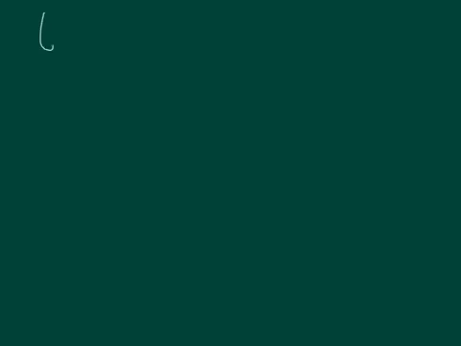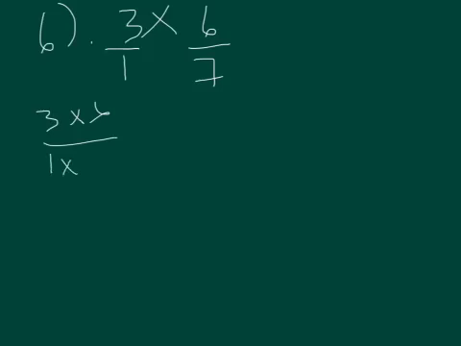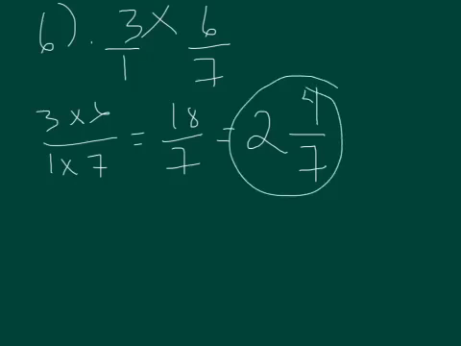Then number 6, we have 3 times 6 over 7. Not hard. I'm going to just write a 1 in the bottom here because it's a whole number, and multiply across. So it's going to be 3 times 6 over 1 times 7, which is going to be 18 over 7. 7 goes in 18 twice, and 18 minus 14 is of course 4. That should be the answer on number 6.